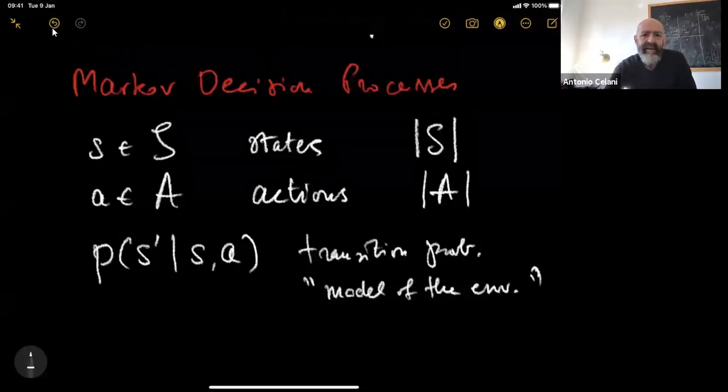All right. So in this part of the lecture we start introducing the basic concepts for Markov decision processes, which require the formalization of concepts that we've been already discussing.